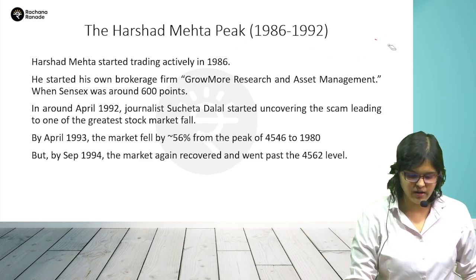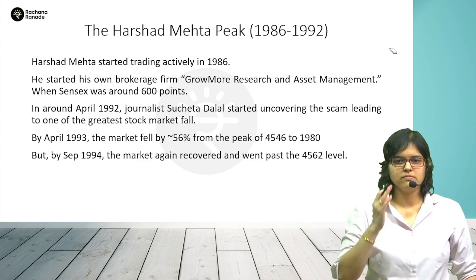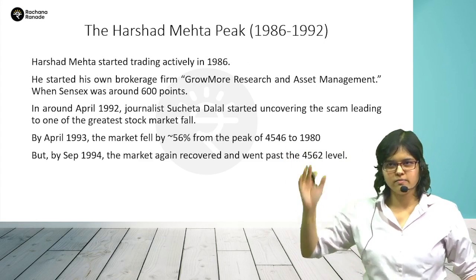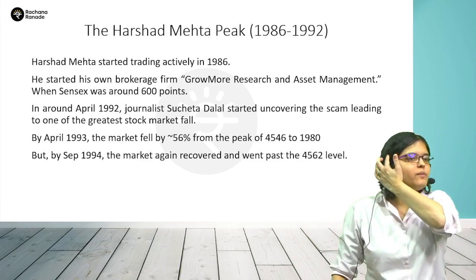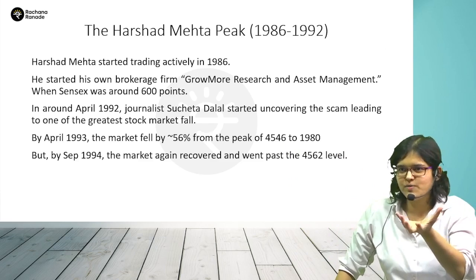Year, event, low, high. 4 columns. Year, event, low, high. Okay? Chalo. If you see here, which year are we talking about? So it could be a range of years also, okay, not a specific year.